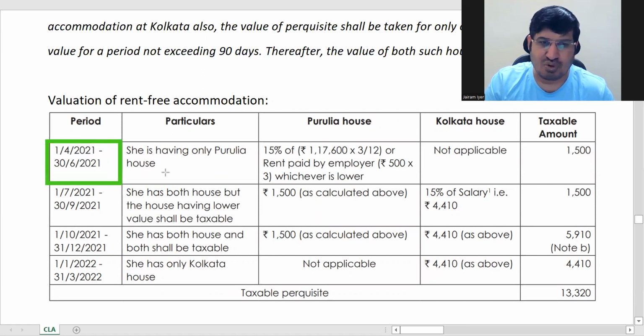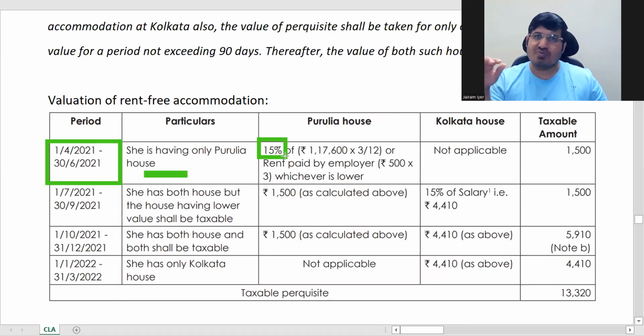Okay, she's having the Purulia house. Here they have taken 15%, considering Purulia's population is more than 25,000. This will be given to you in the problem.